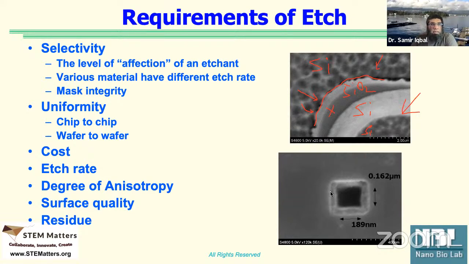This picture is another interesting example. This is a hole, not a hole, a squarish hole. So this is basically, it has etched in this way that you have a bigger window at the top, but as it went down, the smaller window is at the bottom, which means it had higher etch rate vertically and very lower etch rate on the sides. So the window became like a trench.